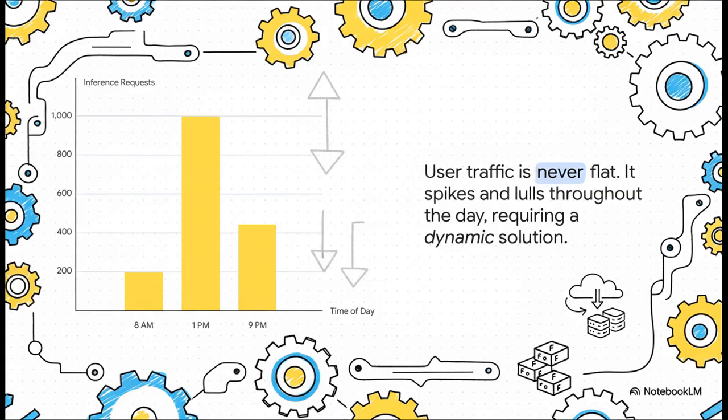Just look at this chart. Traffic's pretty calm at 8 a.m., but then bam, at 1 p.m. there's a huge spike. Maybe everyone's using your app during their lunch break. Then it calms right back down. Here's the problem. If you pay for enough servers to handle that 1 p.m. peak, you're just burning cash all night. But if you don't, your app crashes when you need it most.